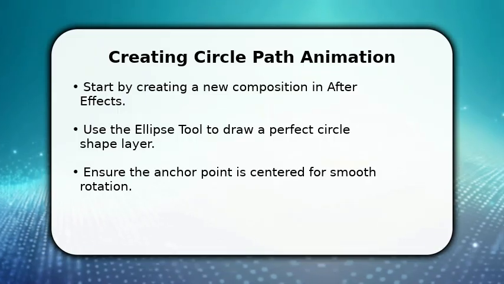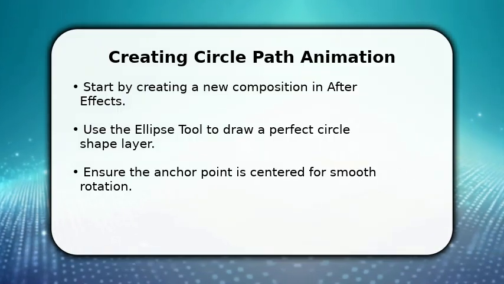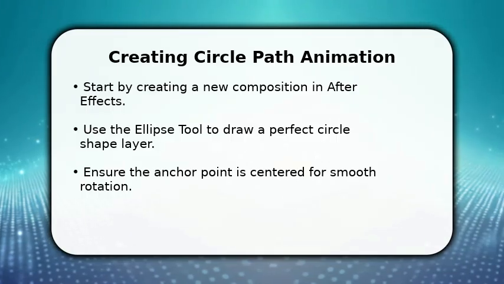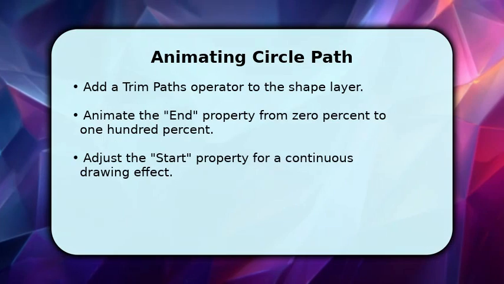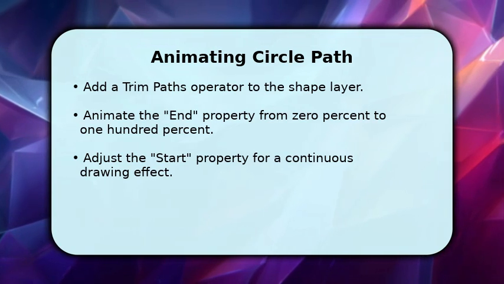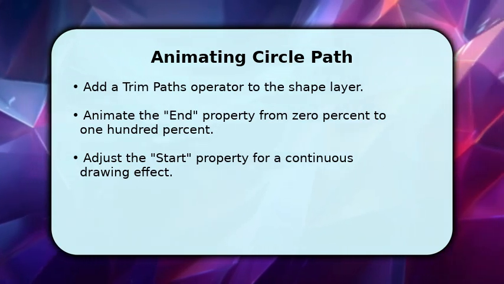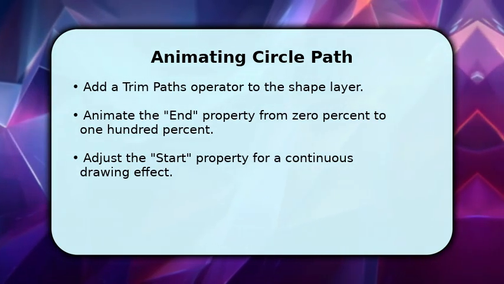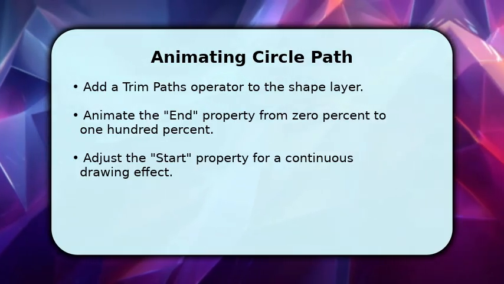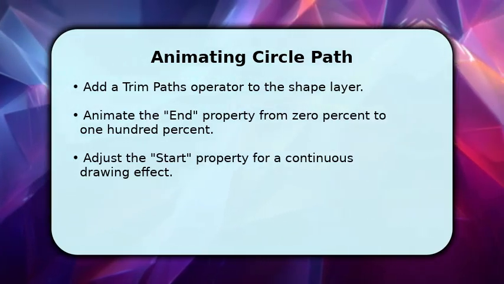Finally, center the anchor point of your circle layer using the pan behind tool for precise animation control. Now, let's animate the circle's path. Expand your shape layer and add a Trim Paths operator from the Add menu. This powerful tool allows you to reveal or hide parts of a path.